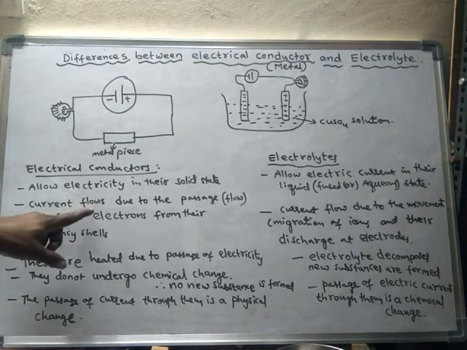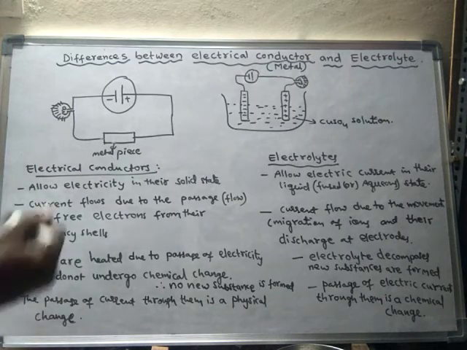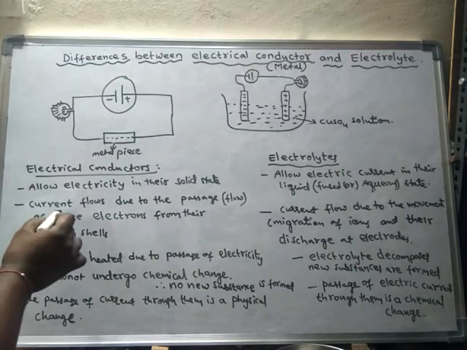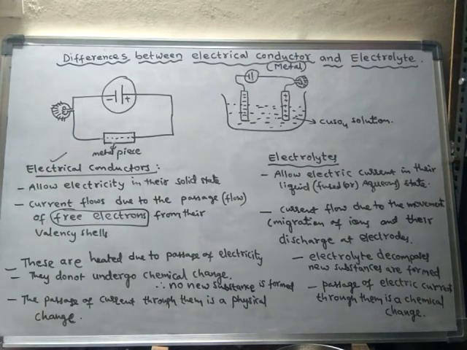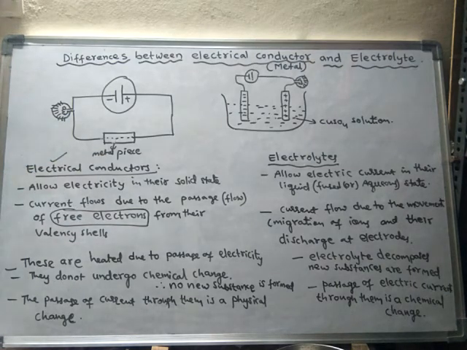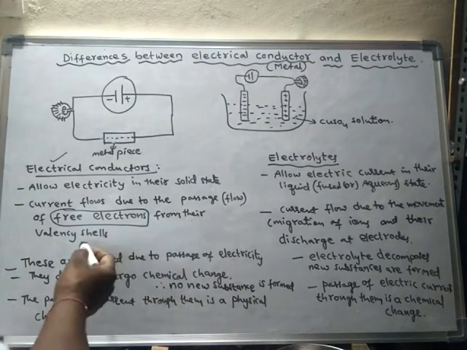So current flows due to the passage of free electrons. So here what happens in the metal piece? Free electrons will flow. Due to the passage of free electrons, the current will flow in the electrical conductors. It is also called electronic conductors. So current flows due to the passage of free electrons from their valency shell.